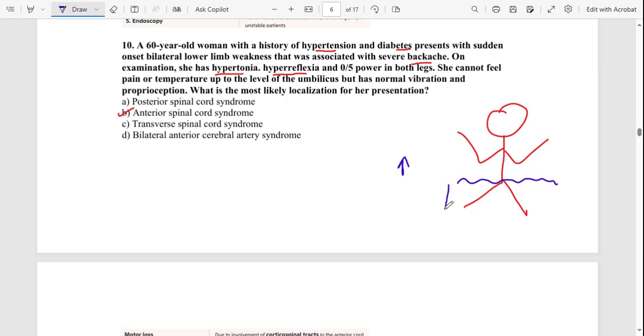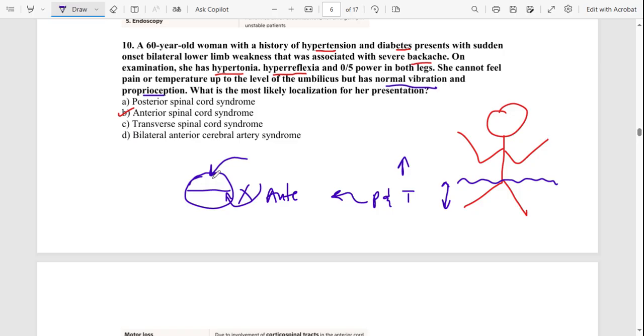So meaning that down here, pain and temperature is gone. And remember, these two are carried by the anterolateral system, the spinothalamic, pain and temperature. So this lesion is in the anterior aspect of the spinal cord. In other words, the problem is likely in the anterior spinal cord. And then we're also being told that vibration and proprioception are normal. Vibration and proprioception are carried by the dorsal column medial lemniscus pathway. Since it's normal, it means that the posterior aspect of the spinal cord is actually spared.